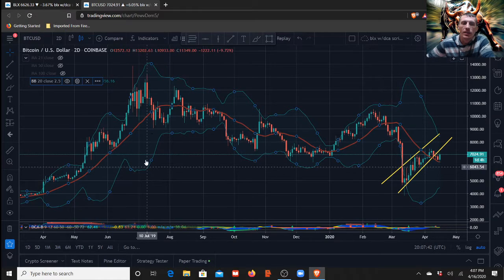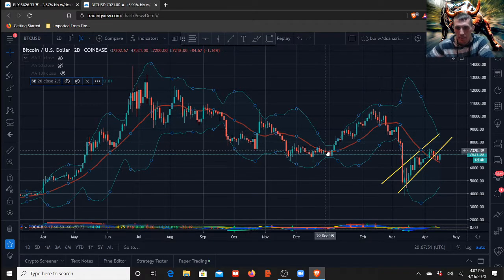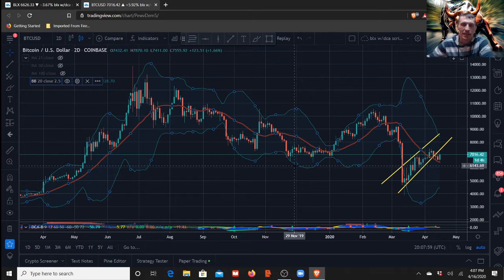So you can kind of assume that your simple moving average, or 20 here, will act as support and resistance at times, just like the bands will act as support and resistance at times. Some people say that the bottom band is oversold and the top band is overbought. You can look at it either way.